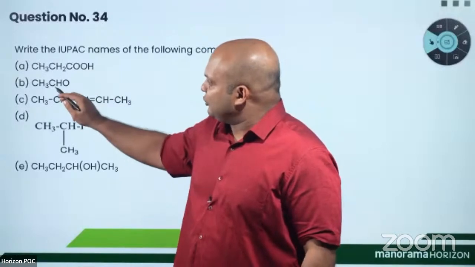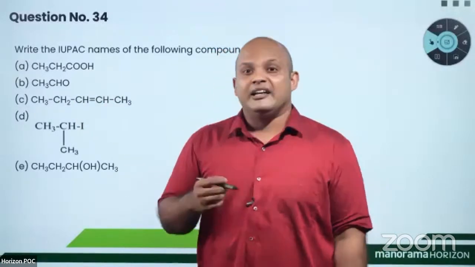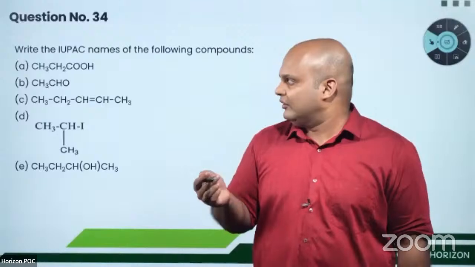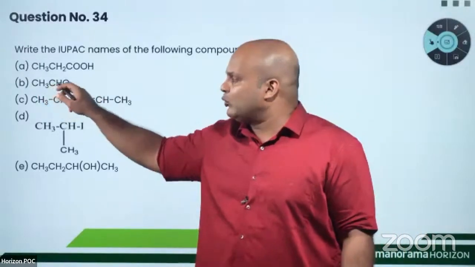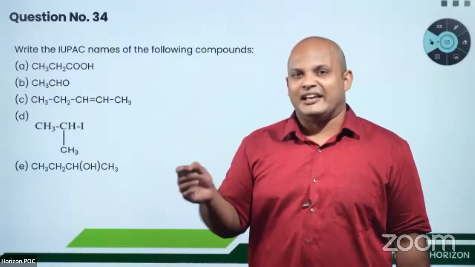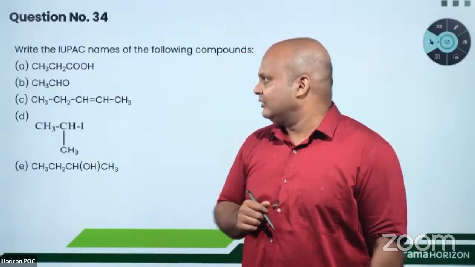In the second case, the functional group is CHO. That is the aldehyde group. So we will use the al suffix here. And we have the compound being CH3CHO. So we have 2 carbon atoms here. So this is ethanal. This compound will be called ethanal.